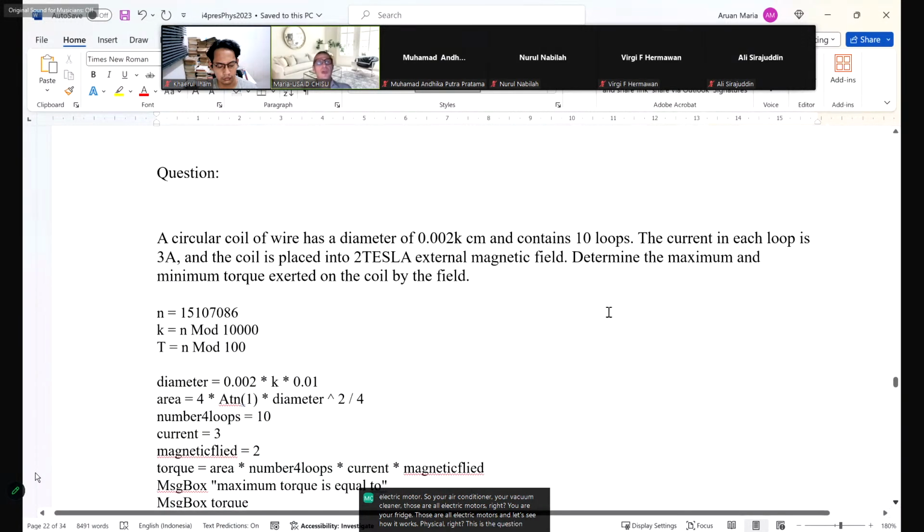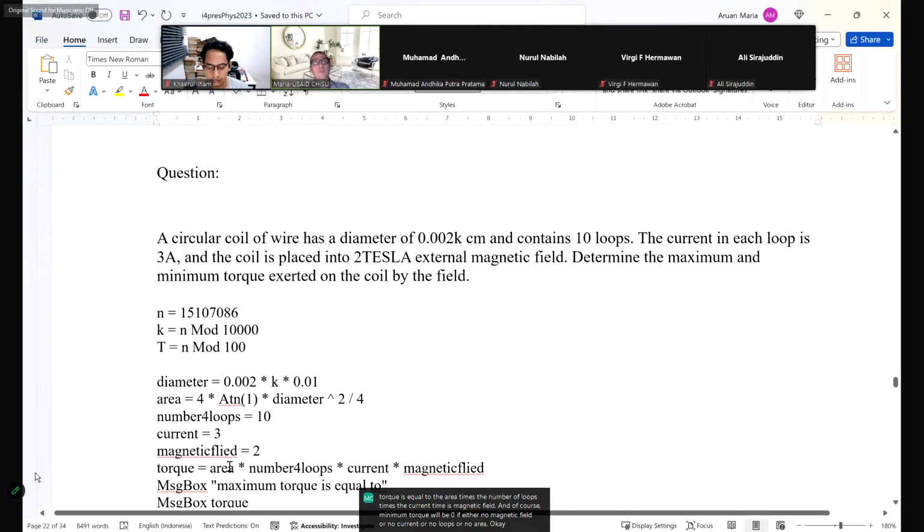This is the question. A circular coil of wire has a diameter of 0.02 centimeters and contains 10 loops. The current in each loop is 3 amperes, and the coil is placed in a 2 Tesla external field. Determine the maximum and minimum torque exerted on the coil by the field. Okay, so we can say that the torque is equal to the area times the number of loops times the current times the magnetic field. And of course, the minimum torque will be 0 if there is either no magnetic field, or no current, or no loops, or no area.